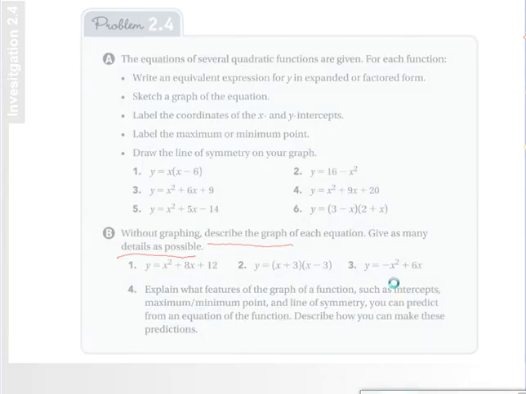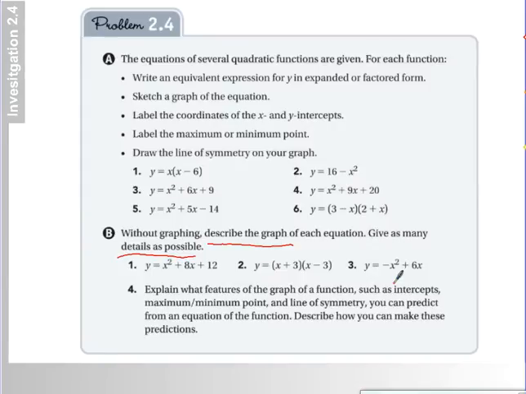Oh, please don't crash. Please, oh, there you go. Okay, so we're going to be talking about the intercepts, maximum or minimum, the line of symmetry, and I'm going to include one other thing, whether it is opening up or down. Maybe it'll show, oh, look at that chicken scratching, nice.